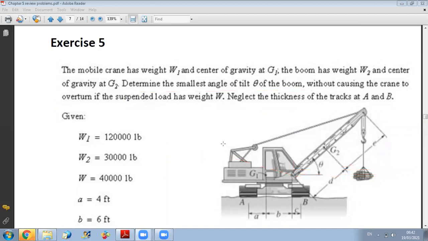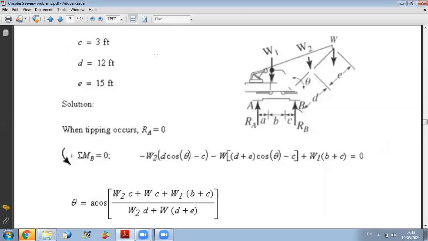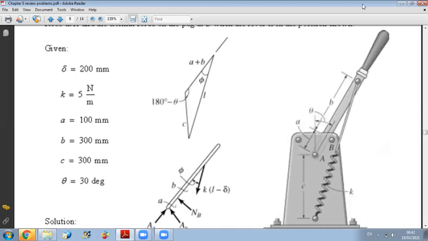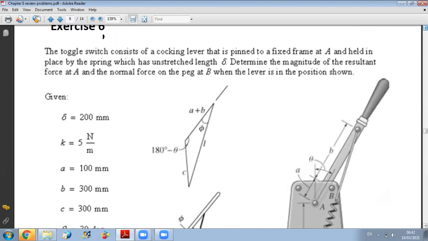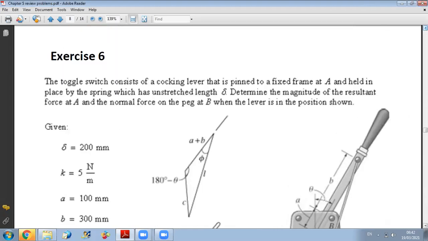Okay. Any question on this? So let us continue. Another problem. The toggle switch consists of a cocking lever that is pinned to a fixed frame at A and held in place by the spring, which has unstretched length delta. Determine the magnitude of the resultant force at A and the normal force on the peg at B when the lever is in the position shown.